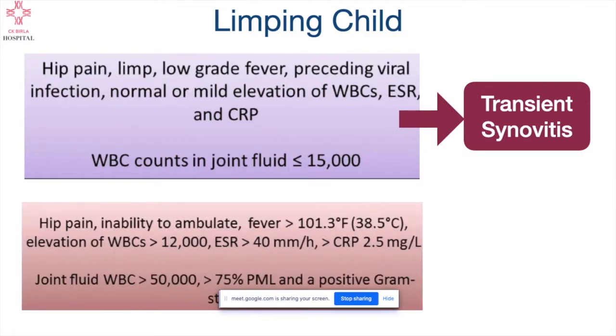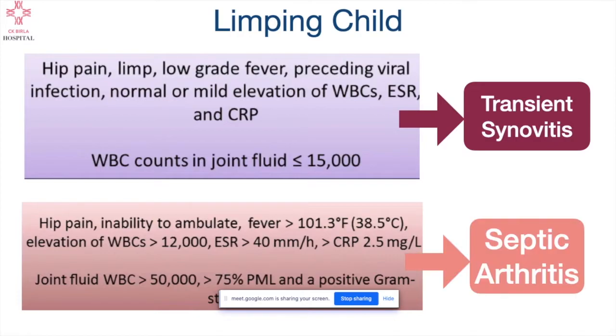A child who presents with hip pain, inability to ambulate, an acute limp, severe pain, fever more than 101, WBC count more than 12,000, ESR more than 40, CRP raised, joint fluid total leukocyte count more than 50,000, with more than 75% neutrophils. This is a classical presentation of a toxic child who might have an infected joint. So this is septic arthritis. Never wait for this to appear. If you see this many symptoms, do not wait.